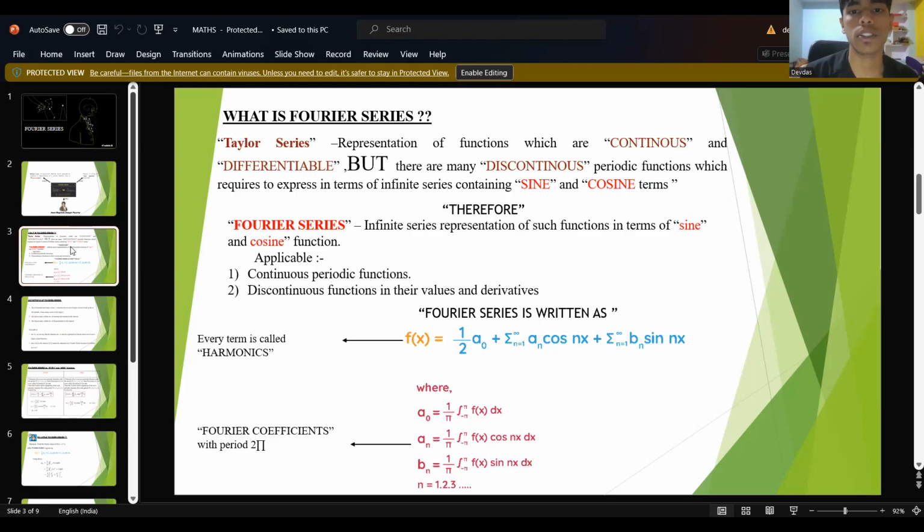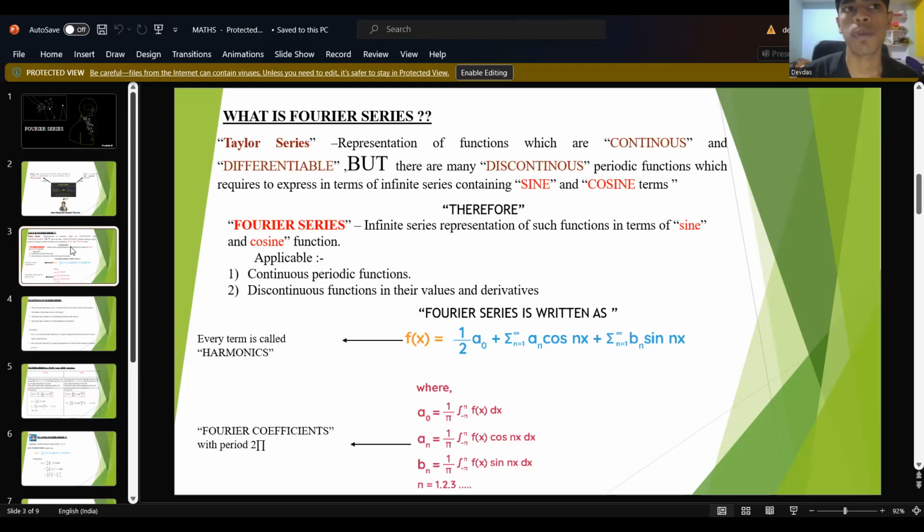Taylor series is a representation of functions which are continuous and differentiable. But there are many discontinuous periodic functions which need to be expressed in terms of an infinite series containing sine and cosine terms. Therefore, the Fourier series is an infinite series representation of such functions in terms of sine and cosine functions.